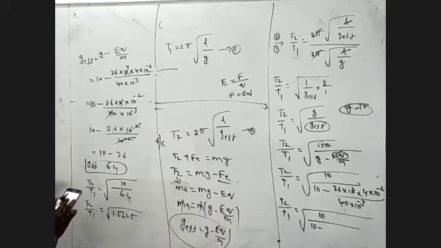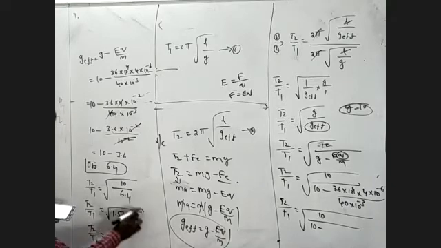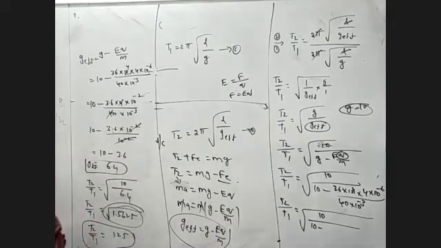Now, so what happened? The root of 1.5625, this T2 by T1 value is 1.25. That is the answer. This is problem number 11. Next, problem number 12.